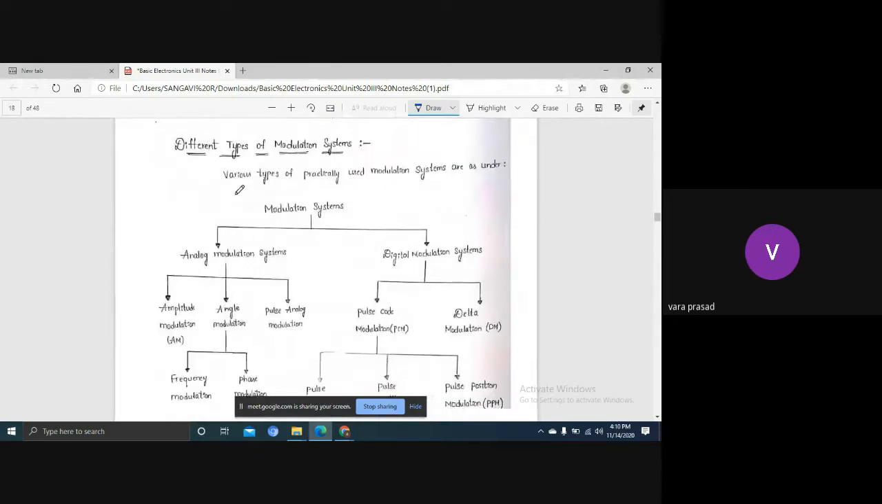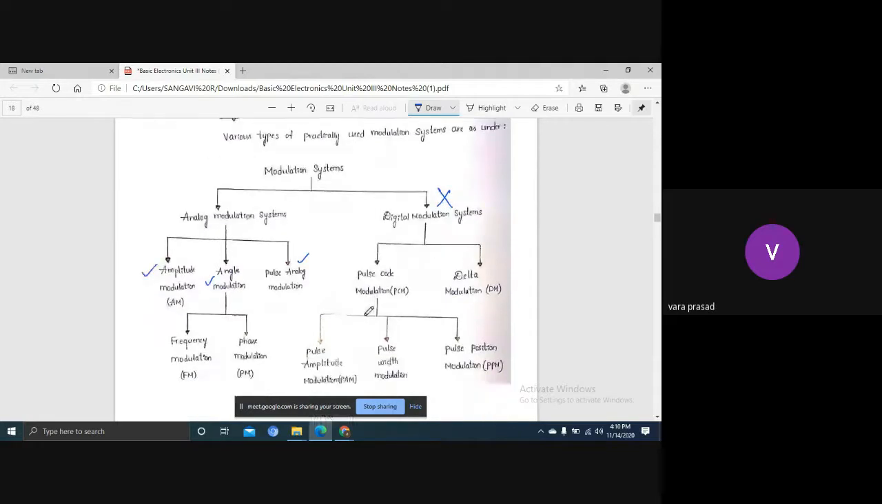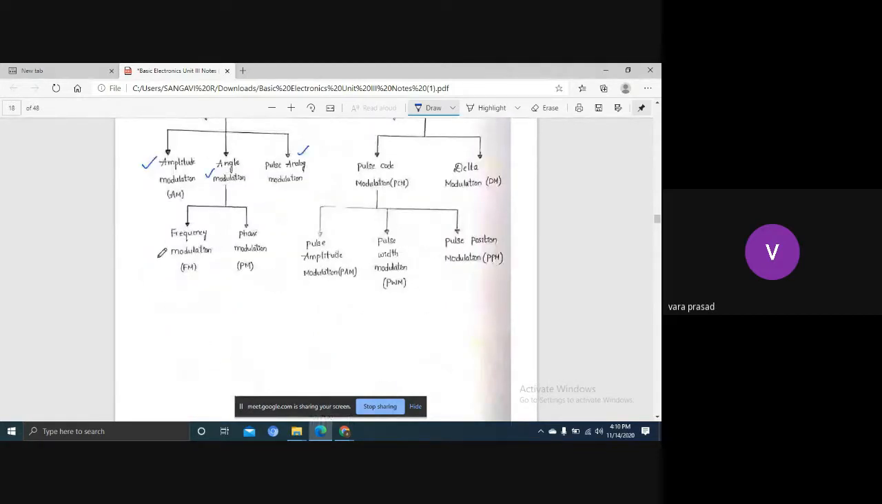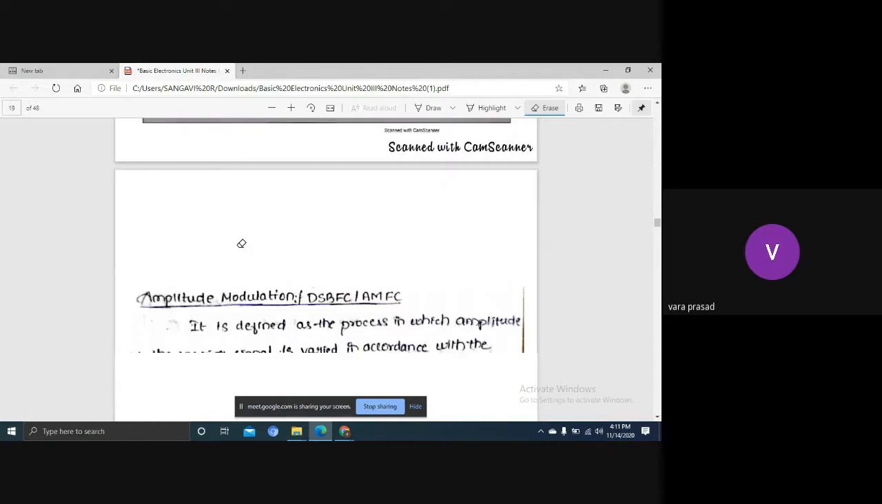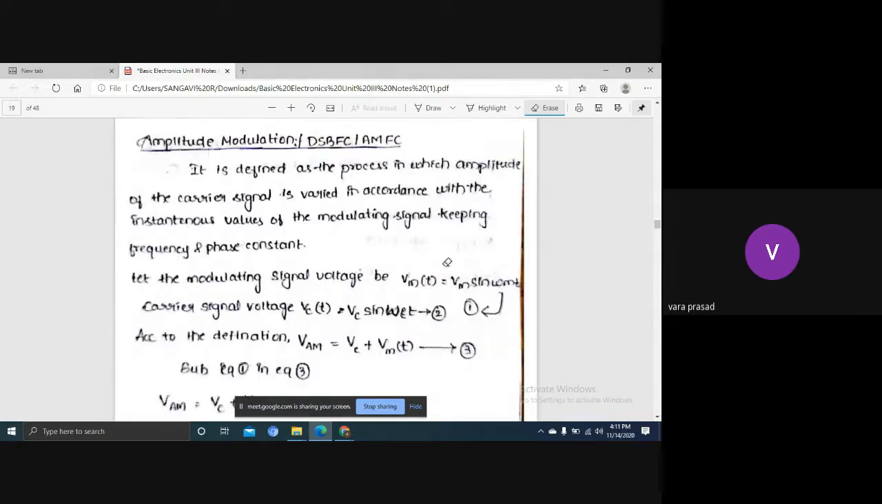Now, the different types of modulation systems. First are the analog modulation system and the digital modulation system. We don't have the digital one here. In the analog modulation system, we have amplitude modulation, angle modulation, and pulse analog modulation. In angle modulation we have frequency modulation and phase modulation. These three are in the syllabus: amplitude, frequency, and phase modulation. Now first we will see amplitude modulation. I will give a very simple definition.